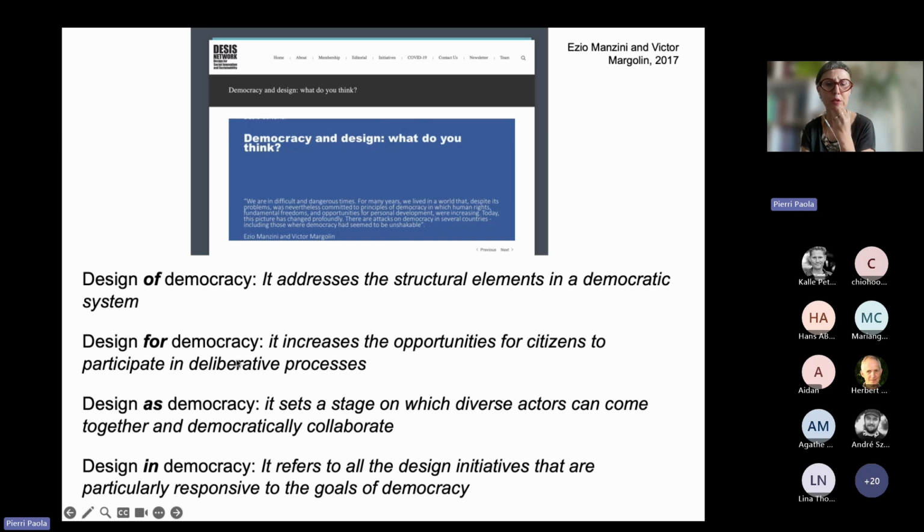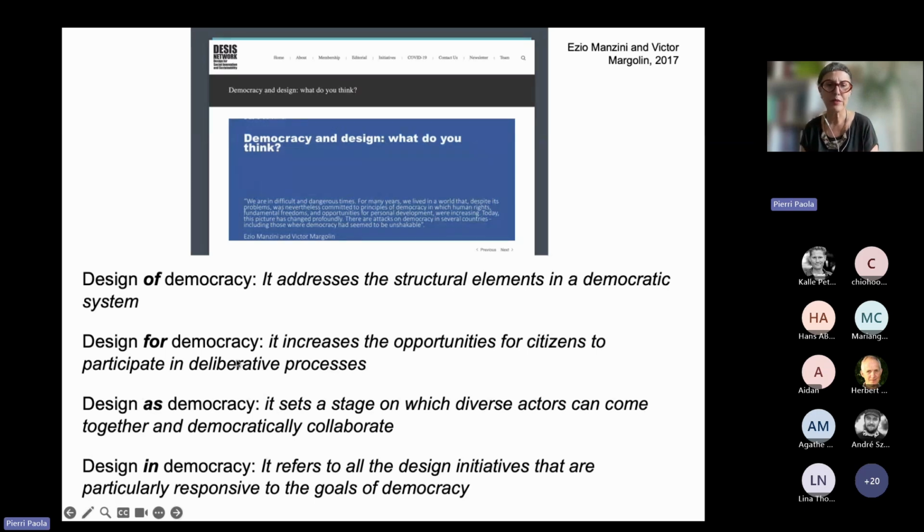And I also chose to start with this call because Manzini and Margolin, building on work from Margolin from before, developed this interesting way, perhaps a bit schematic, that has been used and referenced a lot to map the terrain of what we're talking about. So they described these 4 quadrants of design of, for, as, and in democracy.